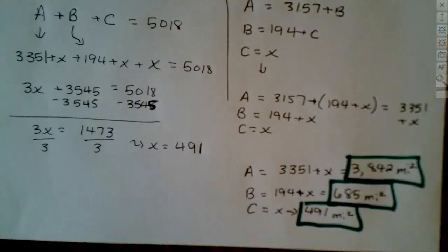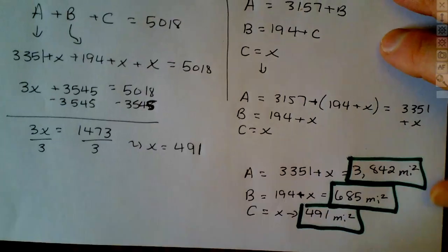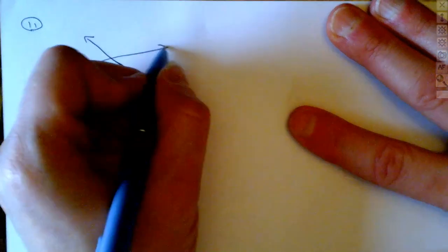Okay, so that's how we worked out question 10. And now we'll move on and work with question 11. Question 11 is vertical angles. Now, vertical angles, they form an X. And we know in vertical angles that the top equals the bottom and the left equals the right. So this is question 11 here, and we'll draw our X.